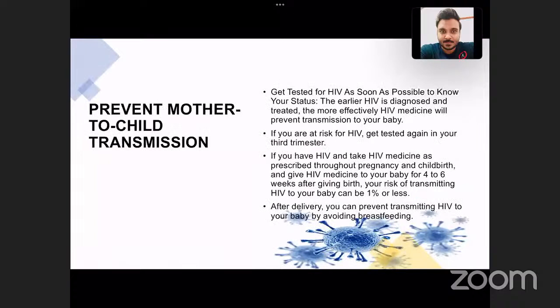Prevent mother to child transmission. Get tested for HIV as soon as possible to know your status. The earlier HIV is diagnosed and treated, the more effectively HIV medicines will prevent transmission to your baby. If you are at risk for HIV, get tested again in your third trimester. And if you have HIV and are taking HIV medicines as prescribed throughout pregnancy and childbirth, and give HIV medicines to your baby for 4 to 6 weeks after giving birth, the risk of transmitting HIV can be 1% or less. After delivery, you can prevent transmitting HIV to your baby by avoiding breastfeeding.